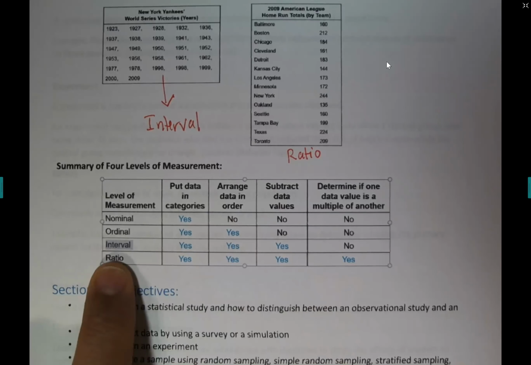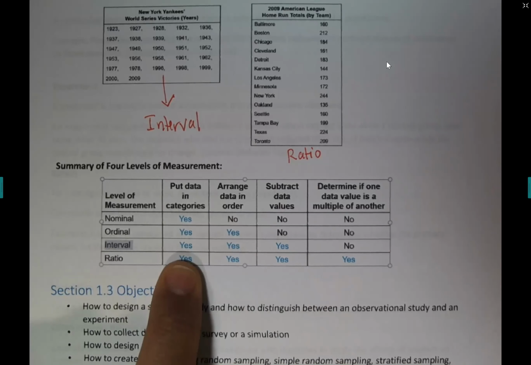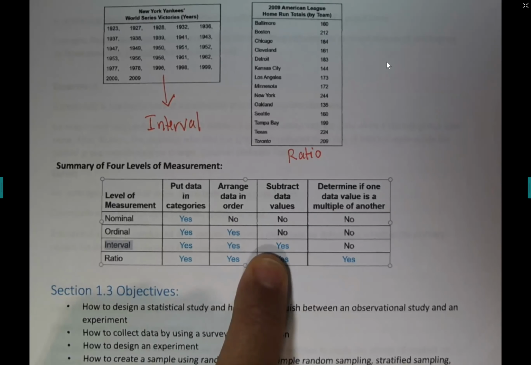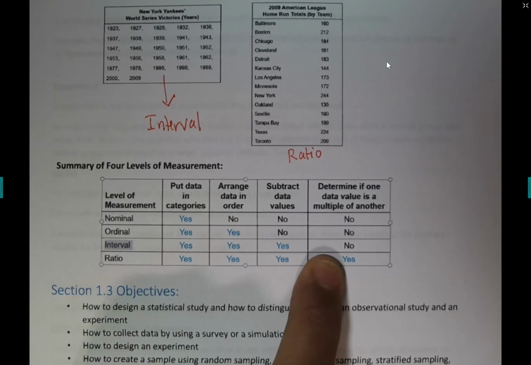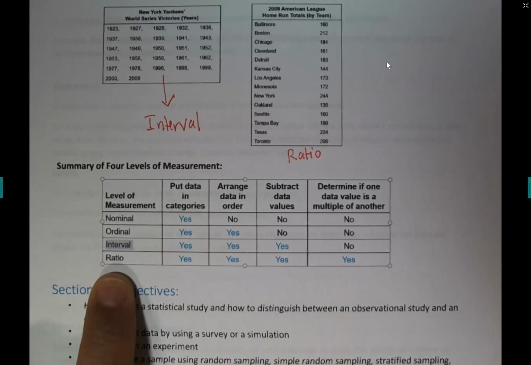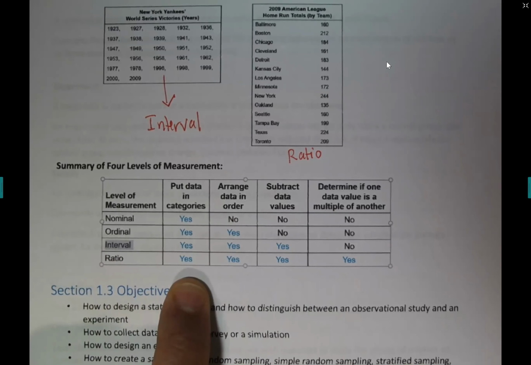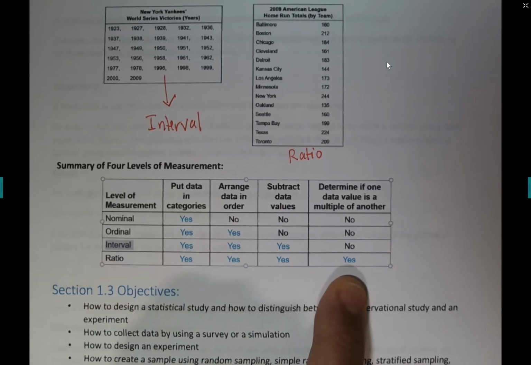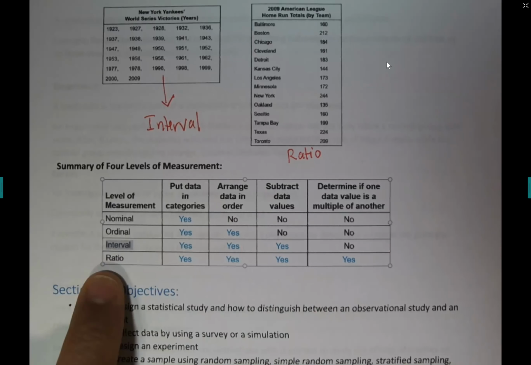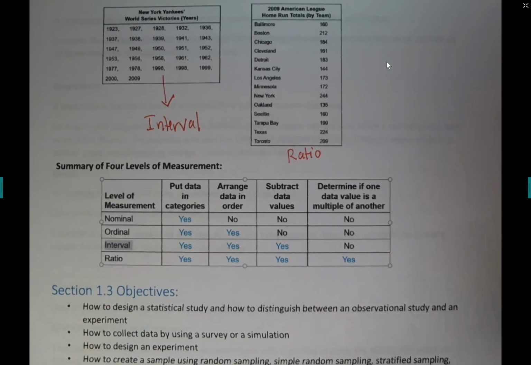Interval, yes, it's quantitative data. You can arrange data in order. You can subtract data values. It has meaning, but you cannot say one is twice as many as the other. And ratio, it's all yeses. That's why it's very important to us. It does everything. But remember, the 0 at the ratio level is an inherent 0, which means nothing. Okay.